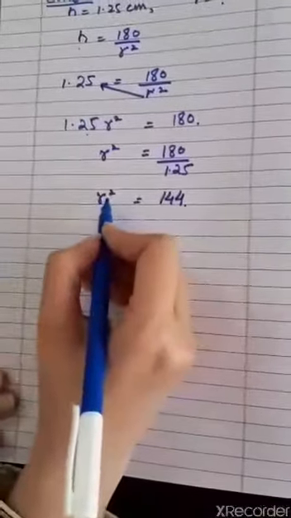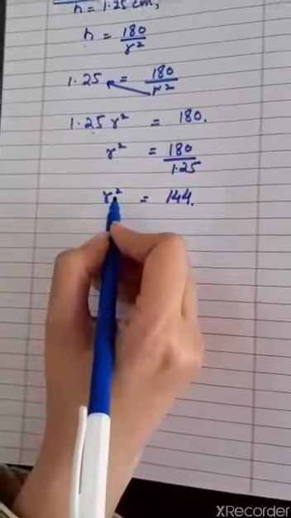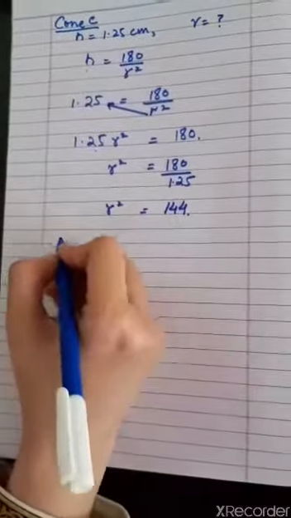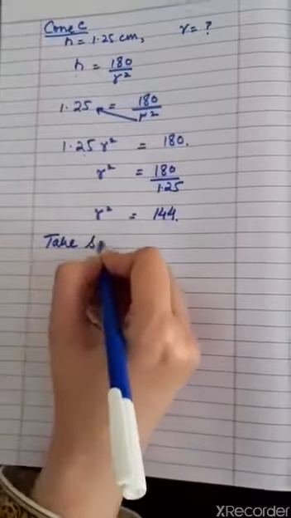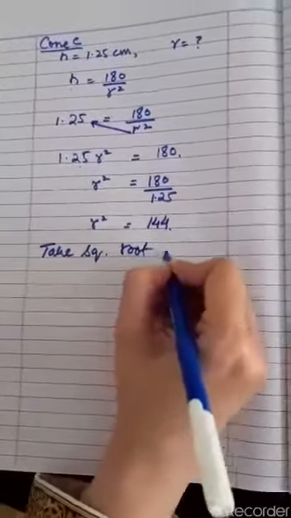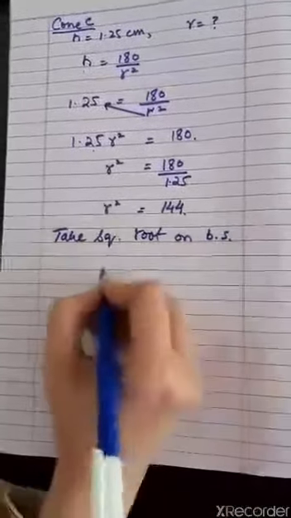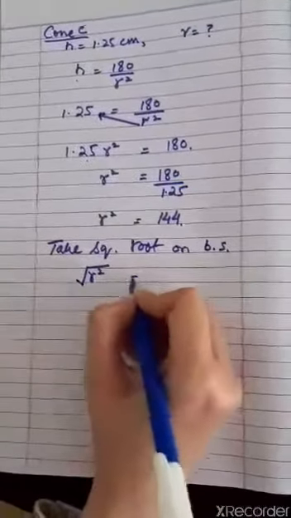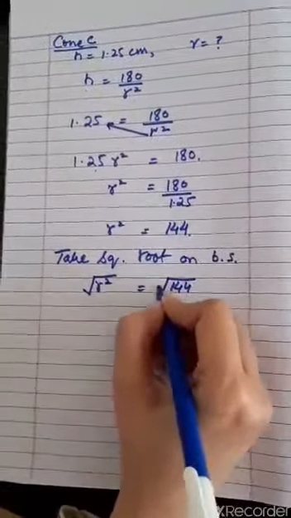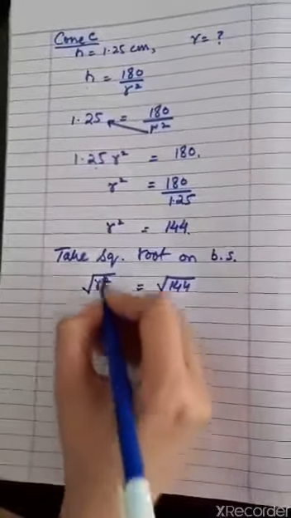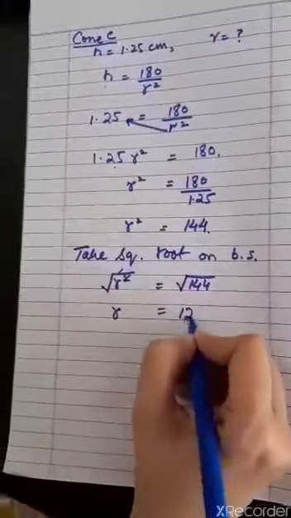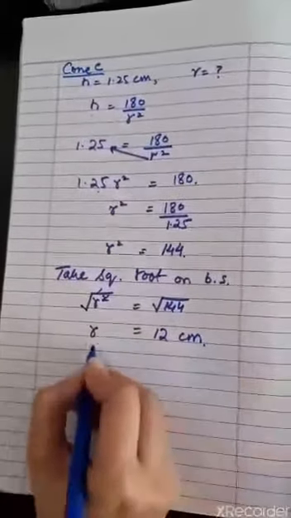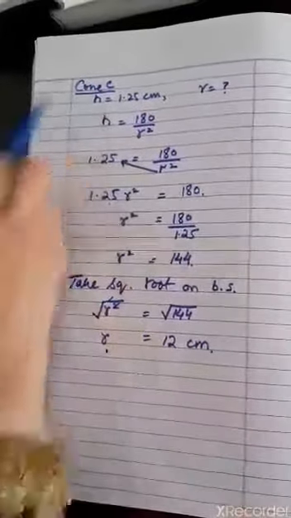Now we want the value of r, and this is r square. We can take square root on both sides. We get r square under the root and 144 under the root. So radius r is equal to 12 centimeters. This is the base radius for cone C.